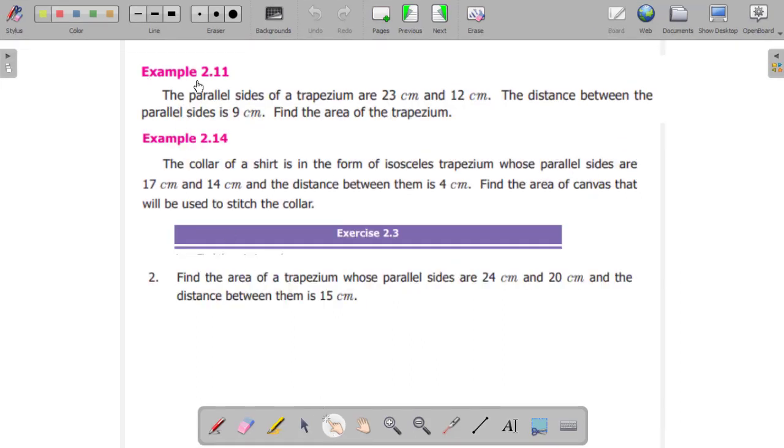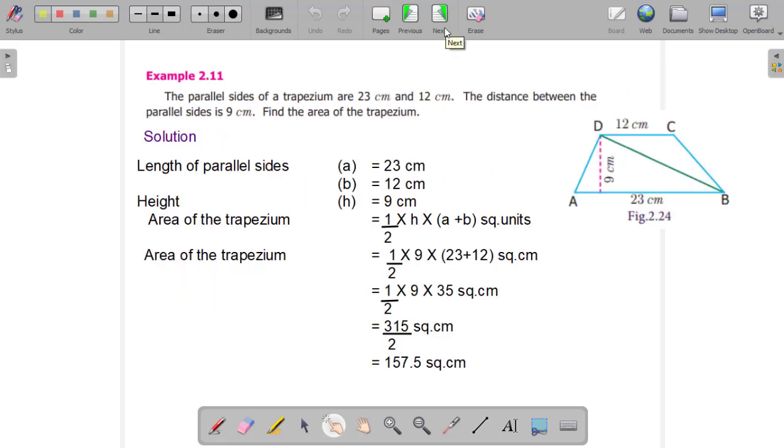Look at these problems. Example problem 2.11, example problem 2.14, and in exercise 2.3 problem number 2. All these problems are the same as example problem 2.10. You can follow the same steps that I showed in example problem 2.10. Now I am going to show the solutions for these problems for a few more seconds. You can pause the video and try to understand.